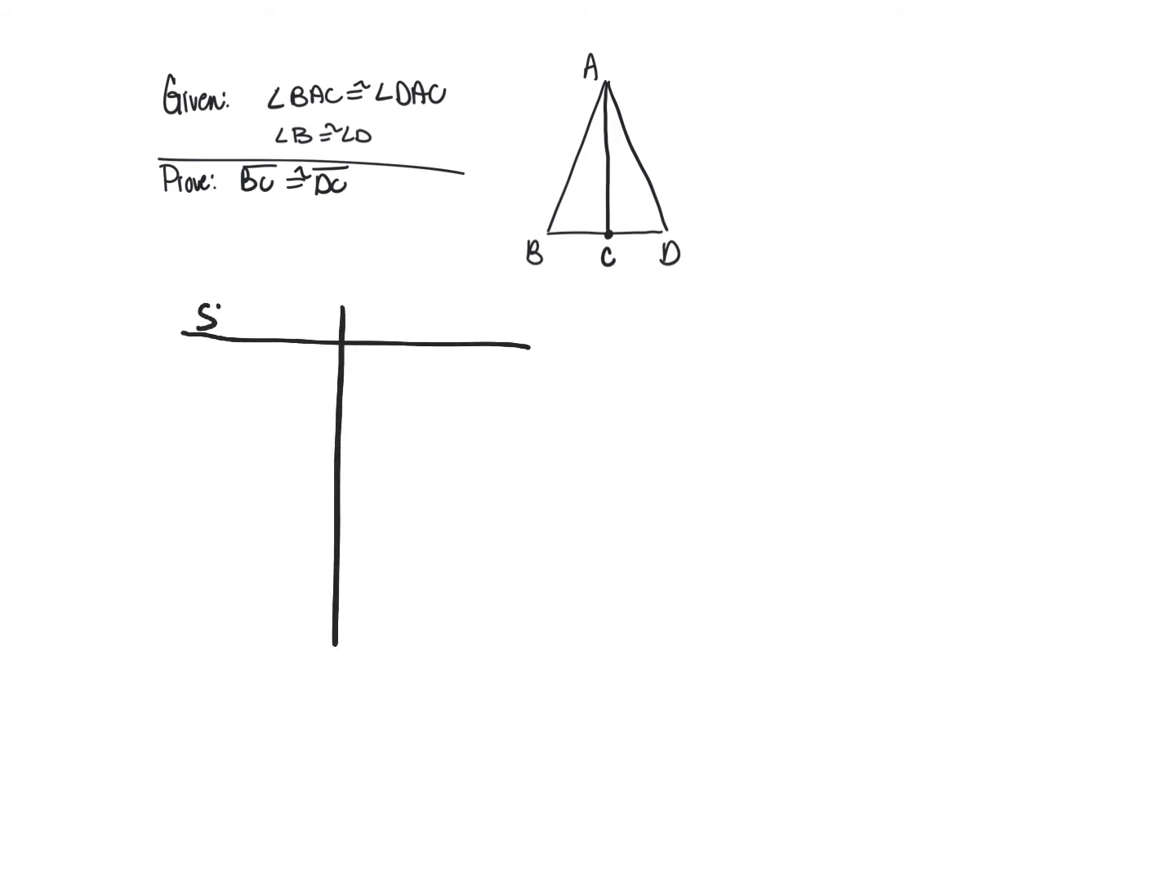But I'm also going to mark them in my diagram, which I think is a step sometimes we're missing. So I'm given angle BAC is congruent to angle DAC. I'm going to go ahead and mark those here in my diagram. My reason is given.